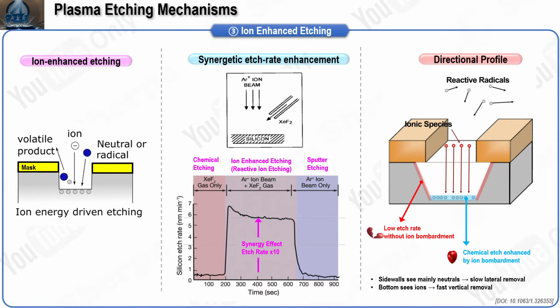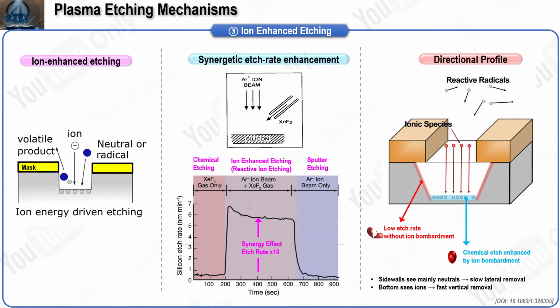The center plot shows the classic synergy experiment by Coburn and Winters in 1979. With xenon difluoride gas alone, silicon etches very slowly, under about 1 nanometer per minute. Add a beam of argon ions near 450 electron volts and the rate jumps by about an order of magnitude. Turn off the gas and leave only the ion beam, the rate falls back again to a slow physical sputter. Faster together than either one alone, that is the signature of ion-enhanced etching and the basis of what we call reactive ion etching, RIE.